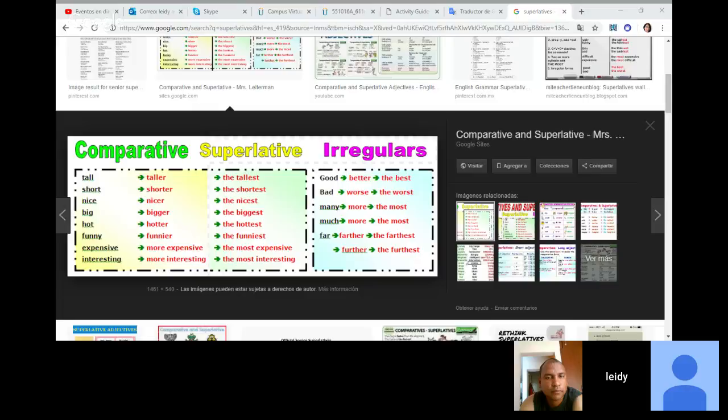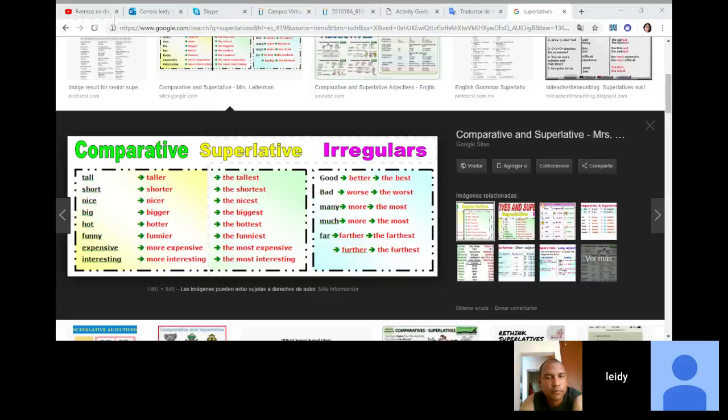Now, interesting. How many syllables does "interesting" have? Interesting, 4 syllables. You say "more" and later "interesting," and later you can use "than" to complement it. Now in superlatives, it's another kind of rules.